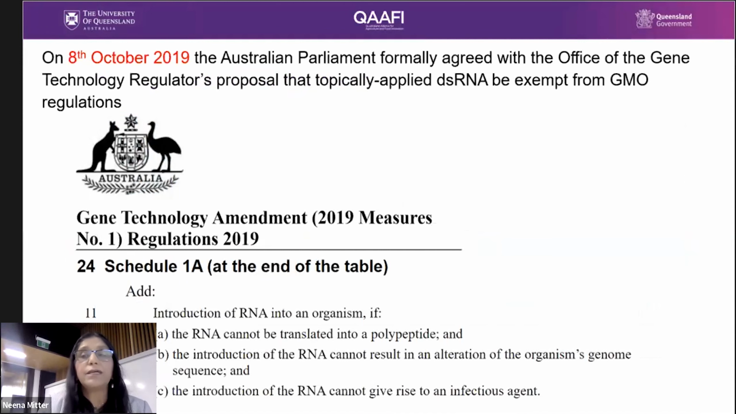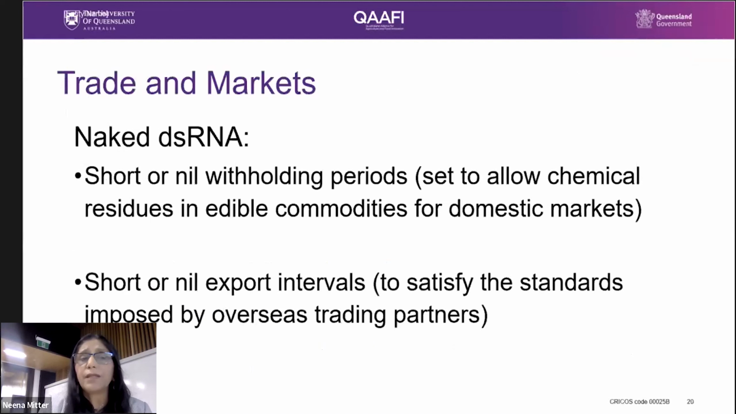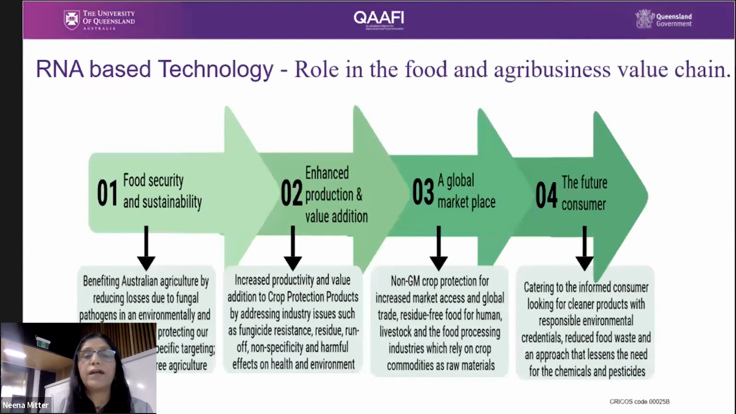As I was saying, it's non-GM right from the start, but it took me some time. Now the Office of the Gene Technology Regulator in 2019 has passed the legislation that topically applied dsRNA is exempt from any GMO regulation. So it does not need deregulation, and it's the same case in the US, Canada, Japan and Brazil. Europe is still undecided, but let's see where it goes. Another advantage of this technology in terms of trade and markets is that because it does not have any residue, there's no maximum residue limit. So we are looking at some advantages here.